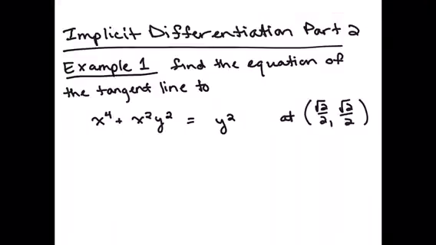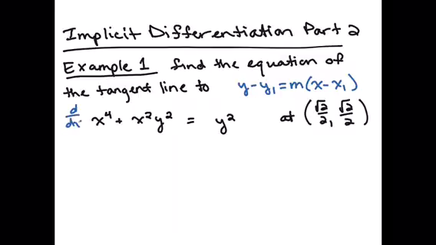This is the second video on the lesson for implicit differentiation. We're going to start with an example for finding the equation of a tangent line. In order to find the equation of a tangent line, we're going to need the formula for the equation of a line in point-slope form, which is y minus y1 equals m, or slope, times x minus x1. And we are given the points x1 and y1, and we're also going to use them to find the slope. And of course, the slope comes from finding the derivative.